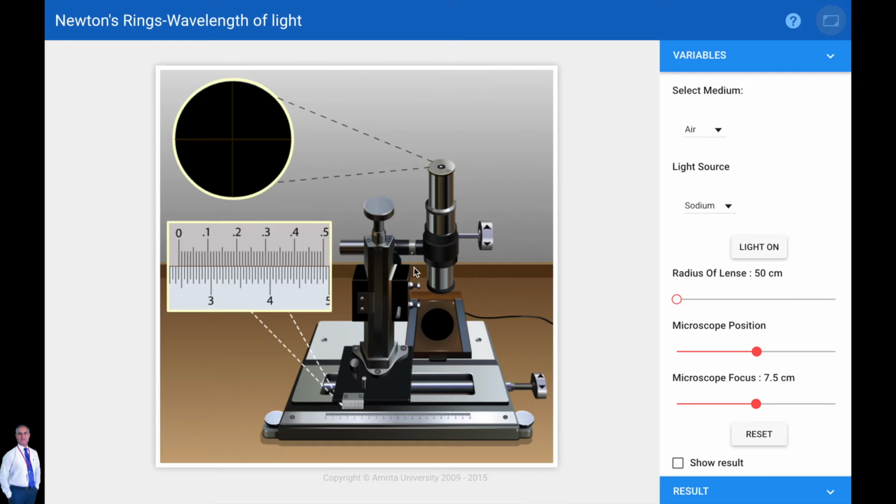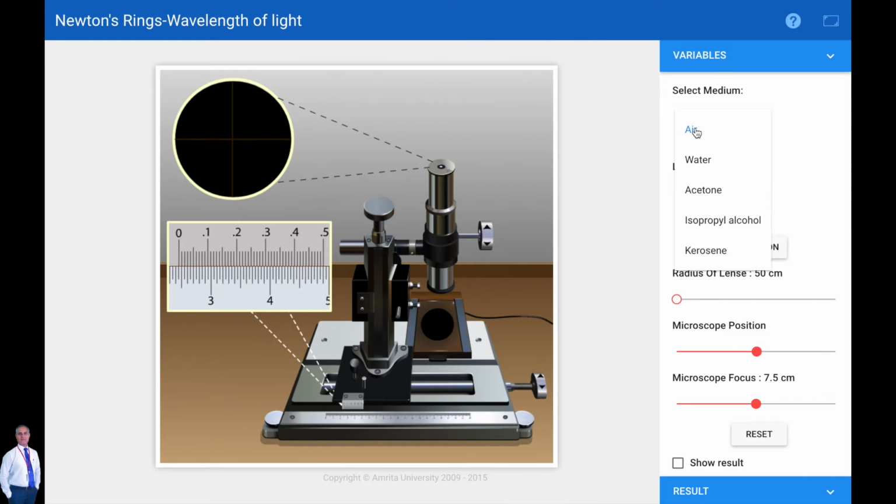What are the important parameters which you have to set here? First of all, look here at the right hand side, select medium. With the down arrow, the mediums are air, water, acetone and so on.